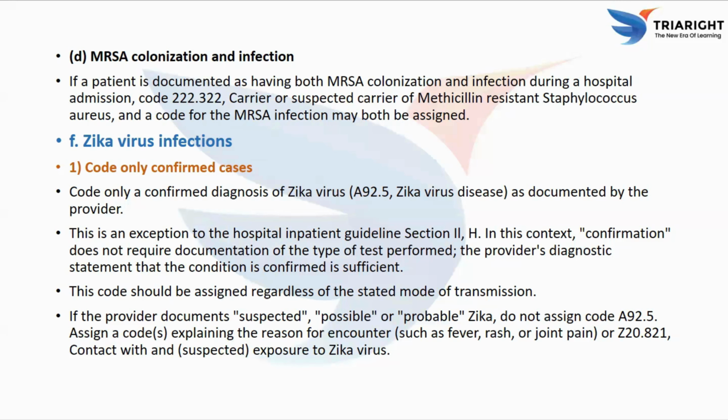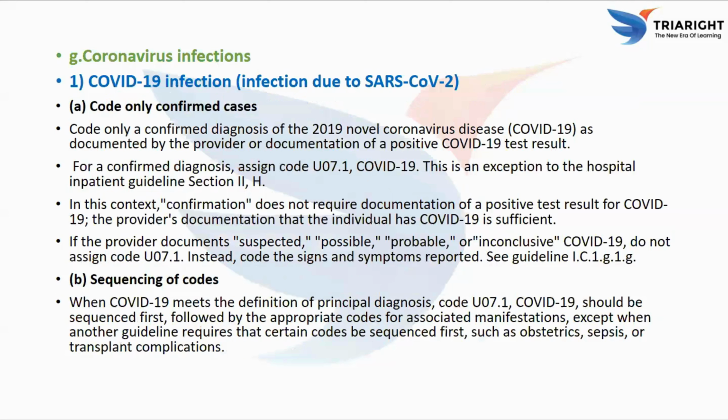So when it is a confirmed Zika, assign A92.5. If it is a suspected Zika, you have to assign the codes for symptoms. So next guideline is about coronavirus infections. So what is COVID-19 infection? Infection due to SARS-CoV-2. So you have to code only the confirmed cases.